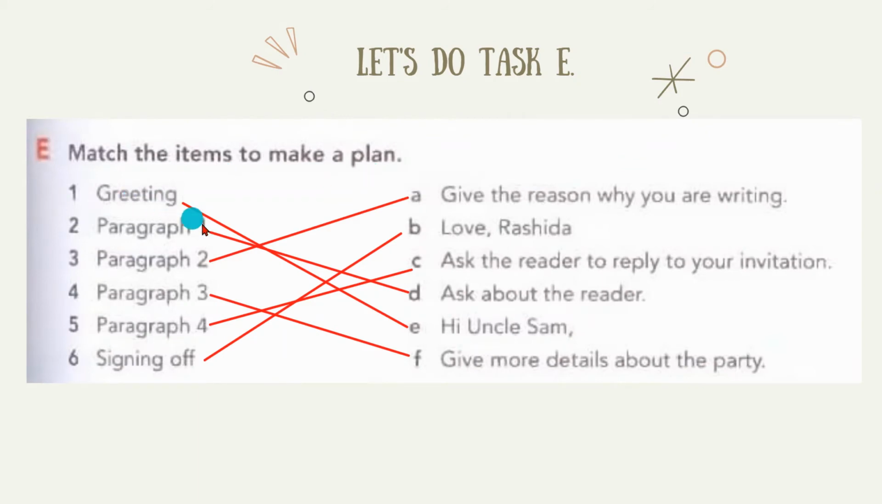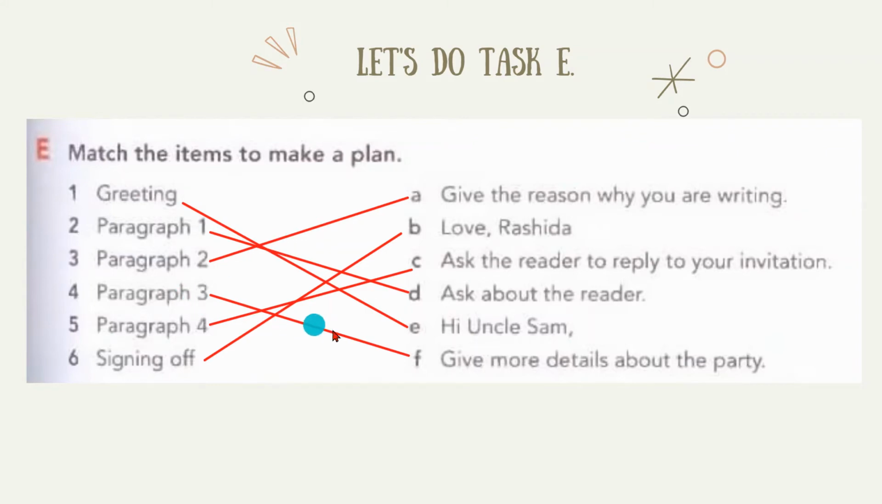Alright, so greeting. Hi Uncle Sam is a greeting. You can say hi, hello. And then paragraph 1, you ask about the reader. How are you? How are you doing? Paragraph 2, you give the reason why you are writing. I'm writing this email to invite you to a birthday party or a surprise party.